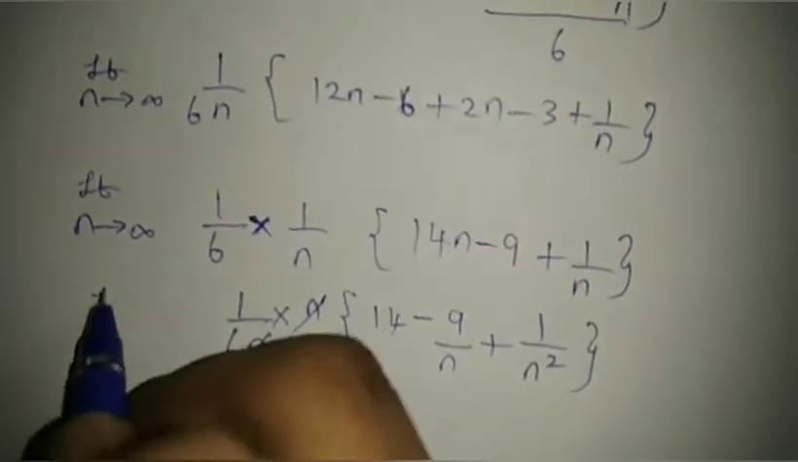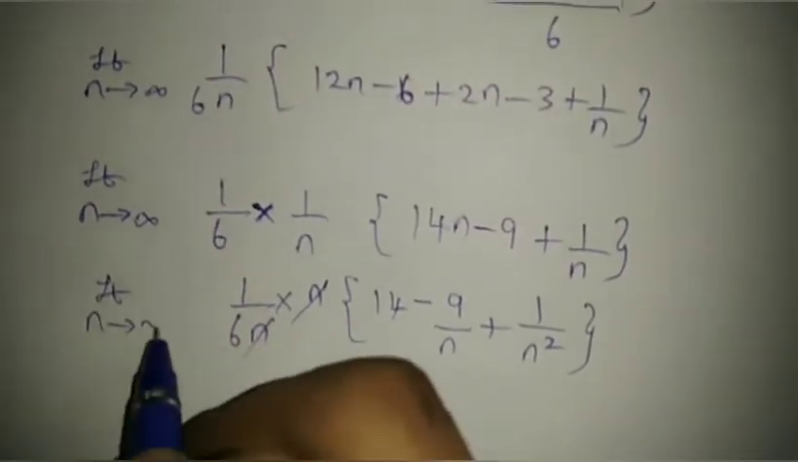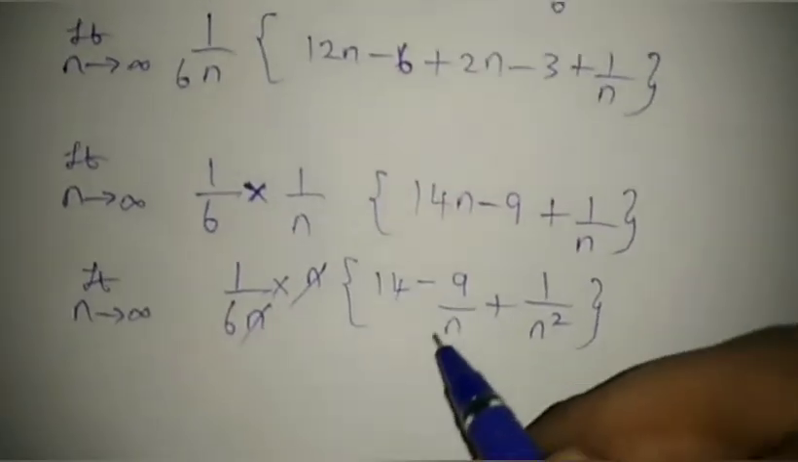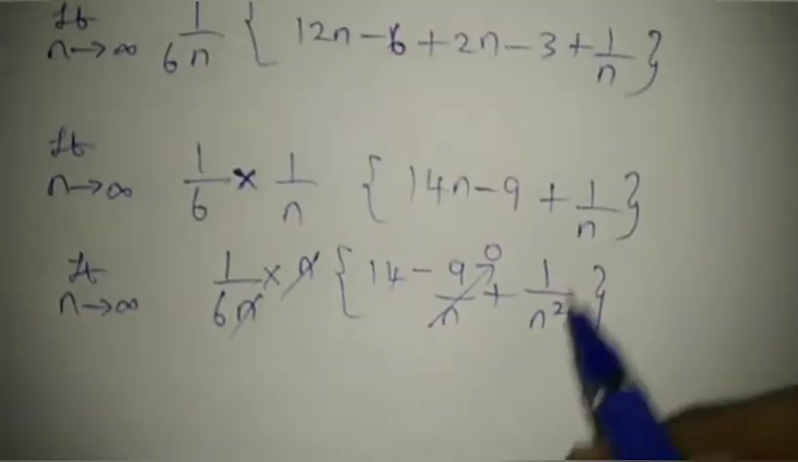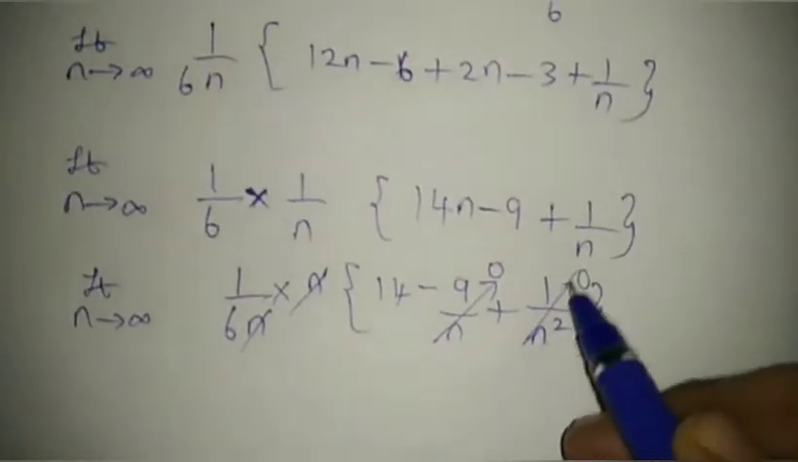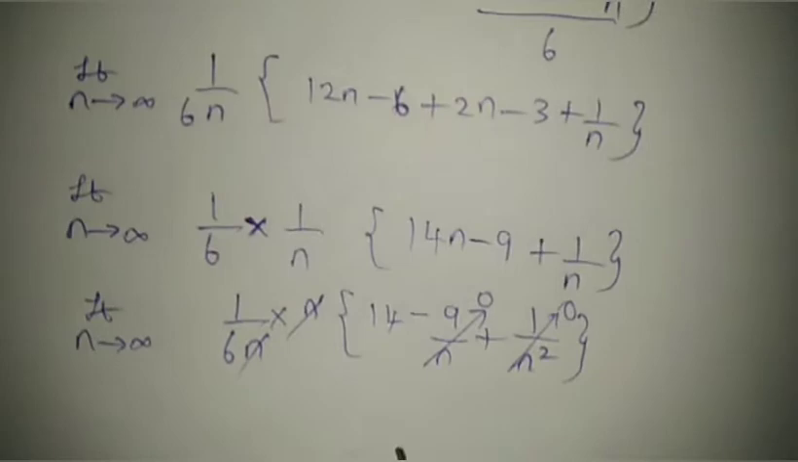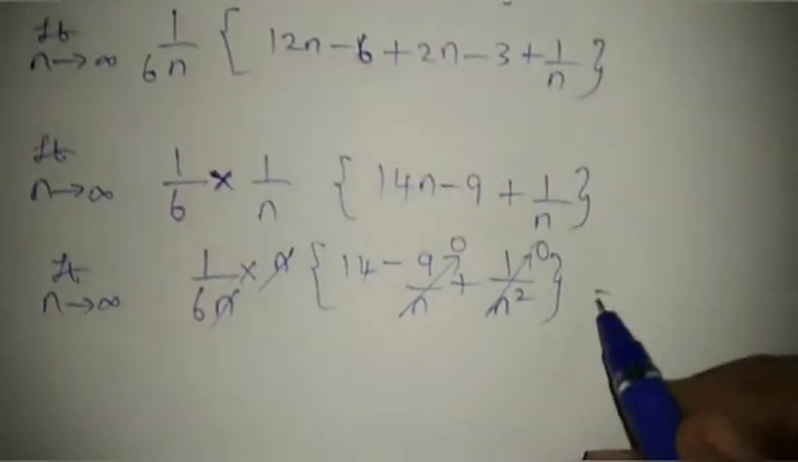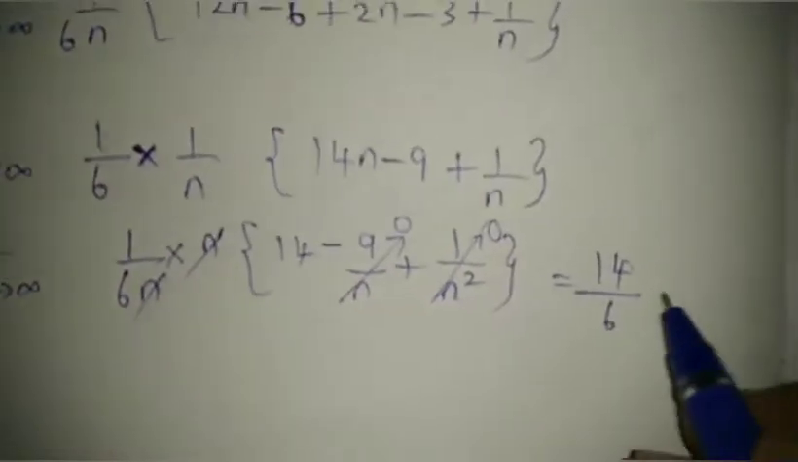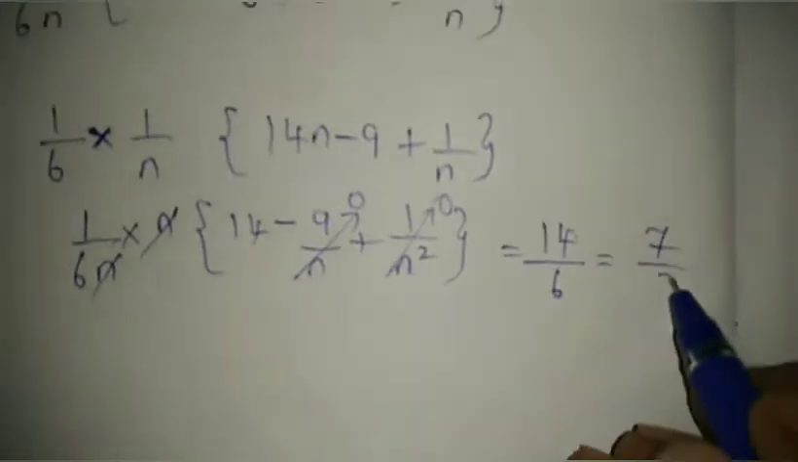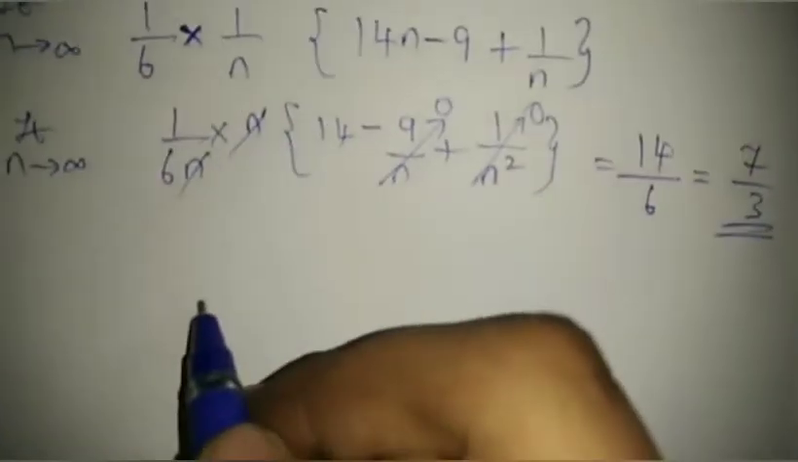Now limit n tends to infinity, 9 by n will be what, 0, correct? 1 by n squared will also be 0. So what answer are you getting? 14 by 6, which is 7 by 3. We can just check it out if it's correct, okay?